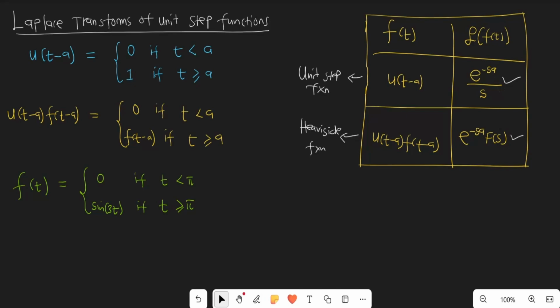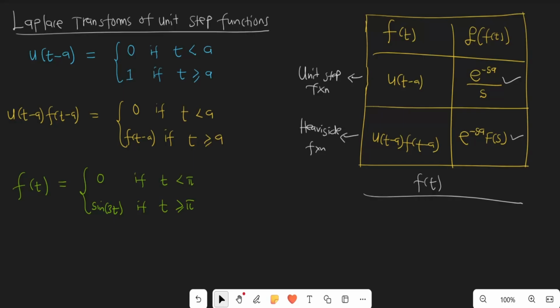So what I have to do is just have e to the negative sa. You will be given a in the question, and then you have to multiply by the Laplace transform of the unshifted function. And this is the shifted function. The unshifted function is just going to be f of t. We are going to apply the results in this table to find the Laplace transforms of three different unit step functions in this tutorial.